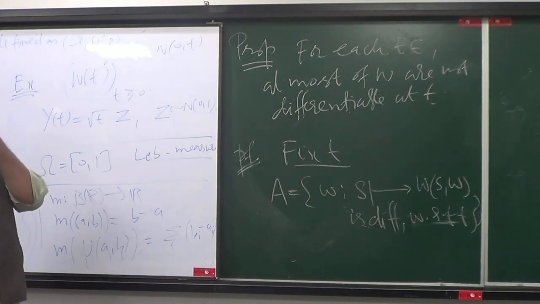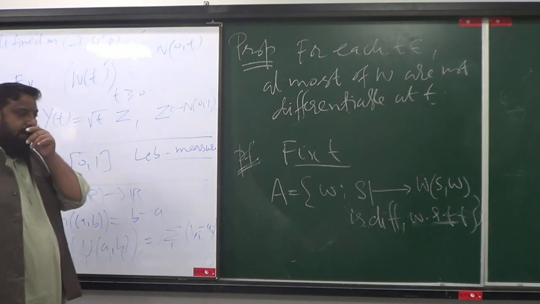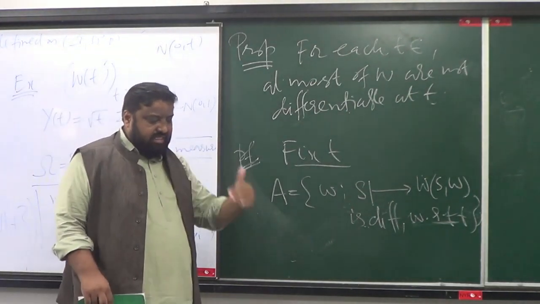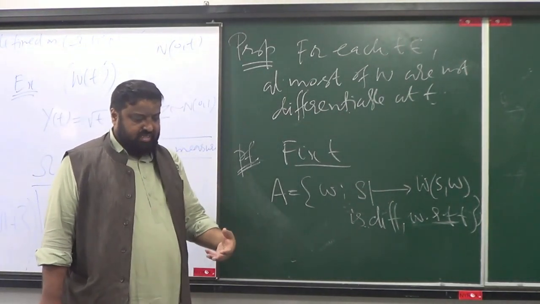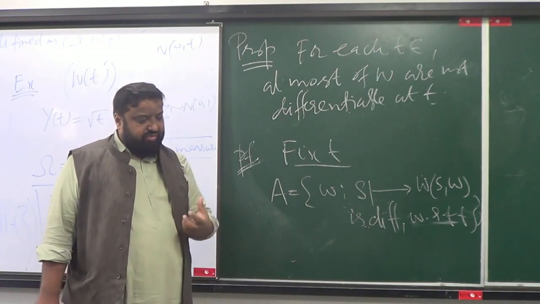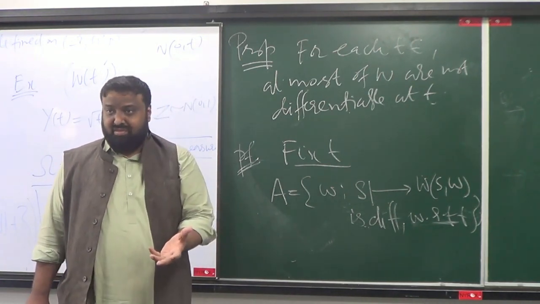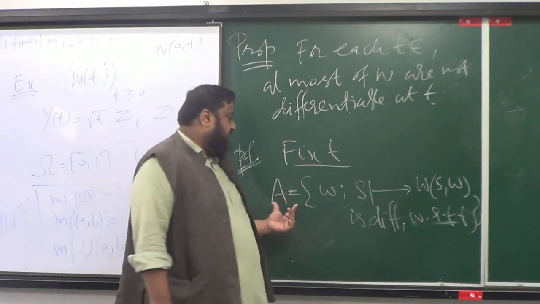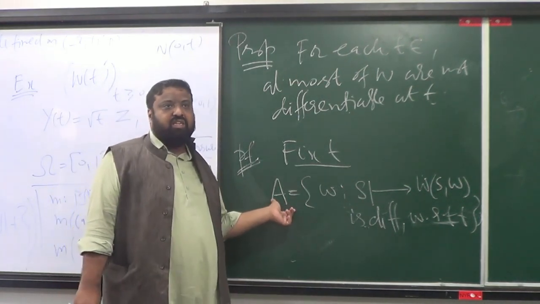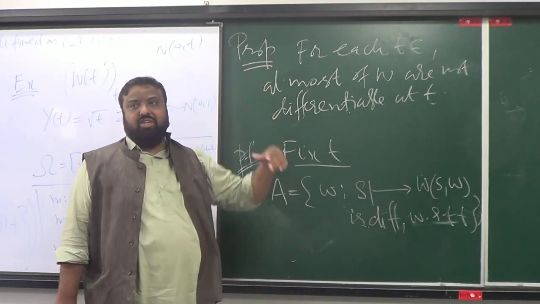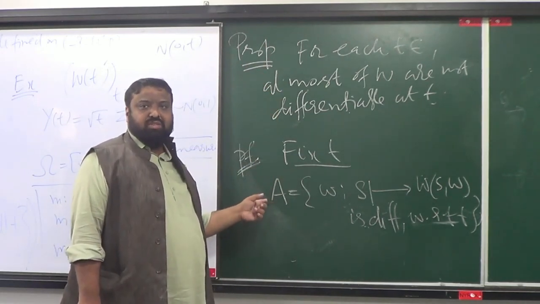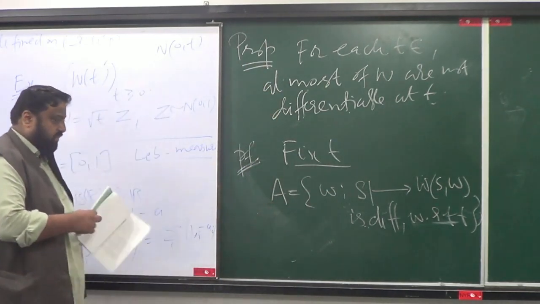So for that, I'm going to show that this set is a subset of a collection of very interesting kinds of sets which have measure 0. Okay? So it's dominated by such kind of sets. So if those sets which are dominating this A have measure 0, then this has measure 0.